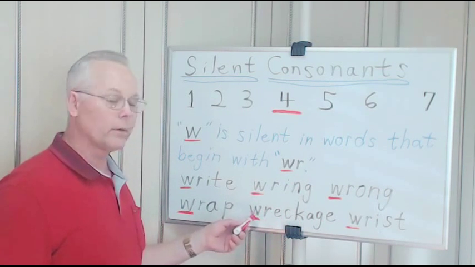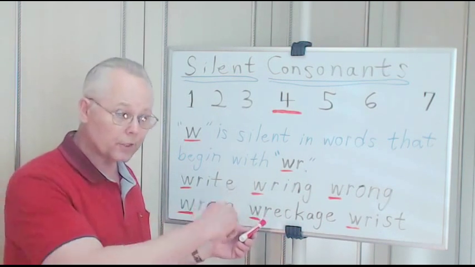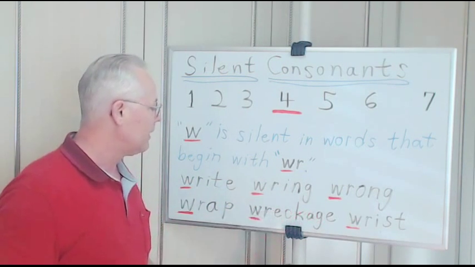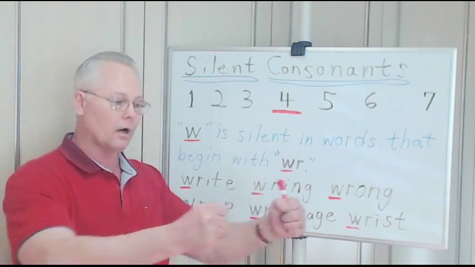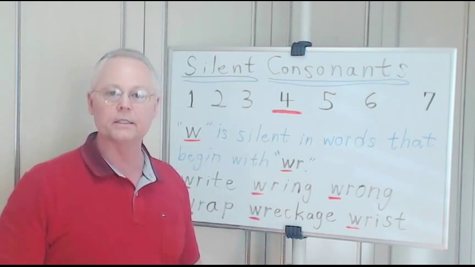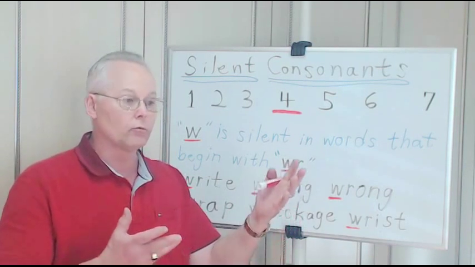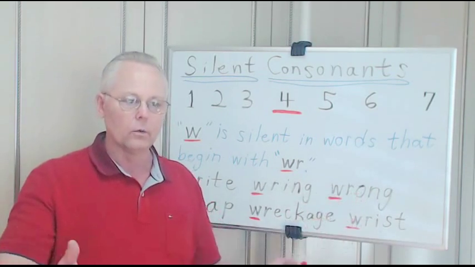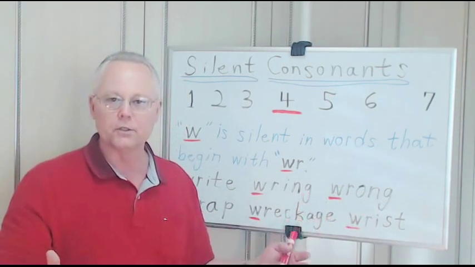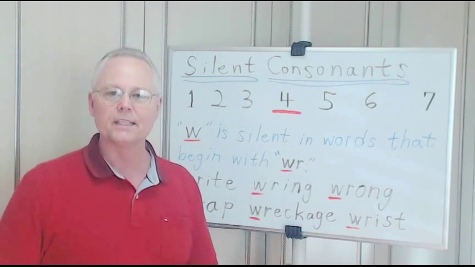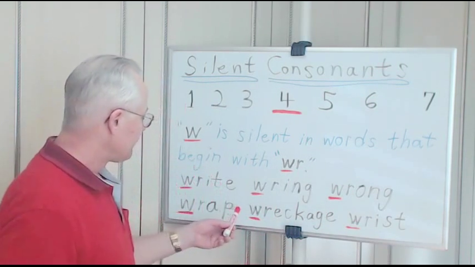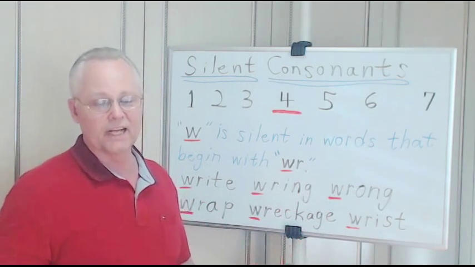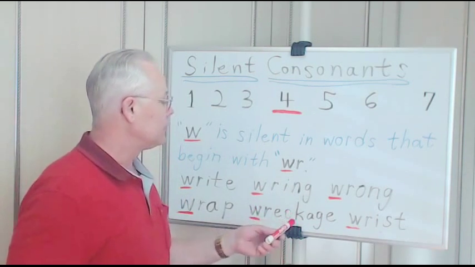Wreckage. Take away the W, no sound. Well, the W is still going to be there, but it's silent. Wreck. Okay, if somebody drives their car, boom, into a tree or hits another car, we might say that they wrecked their car. They wrecked it. The car, it's wreckage. Where's the wreckage after the accident is over? The wreckage, where is it? It's the damaged vehicle. Or it wouldn't have to be a car, could be buildings after a storm, that sort of thing. Wreckage.